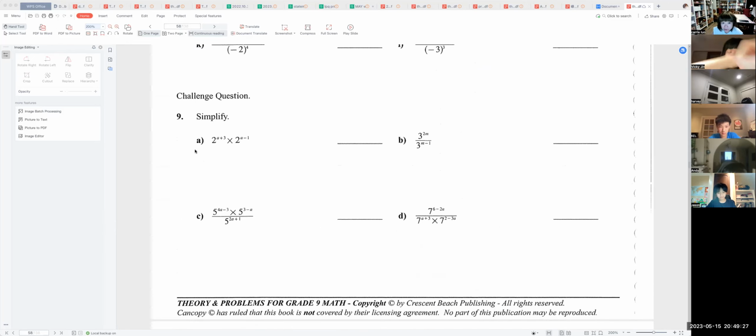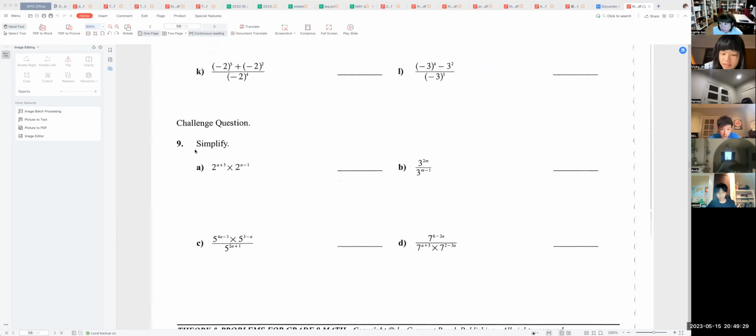Okay, so now let's take a look at this one. We have challenge questions. Okay, so everybody, when you take a look at the question, if they have numbers it is actually easier to identify. But if the numbers are actually variables, it is a different story. So basically, when we're doing this question, you need to check the base is still the same. Both of them have 2 as the base, right?